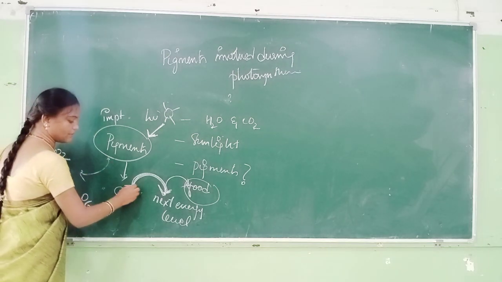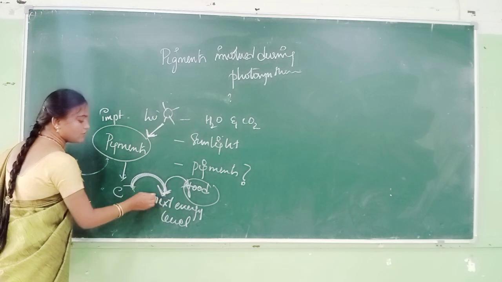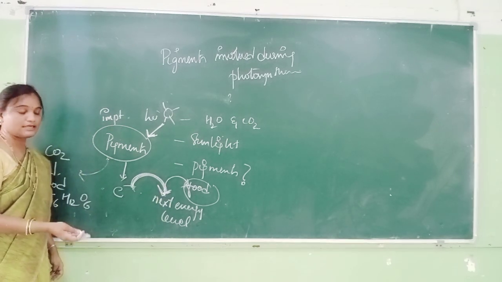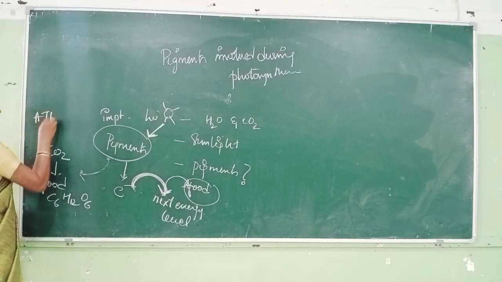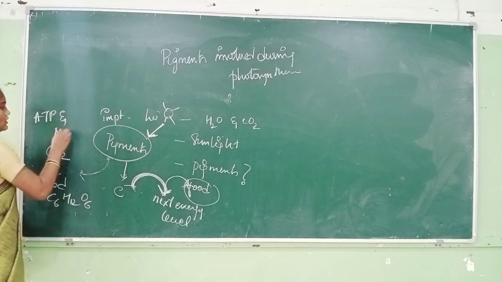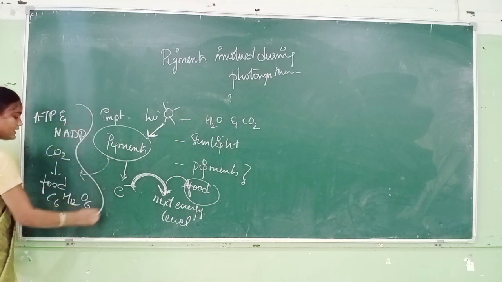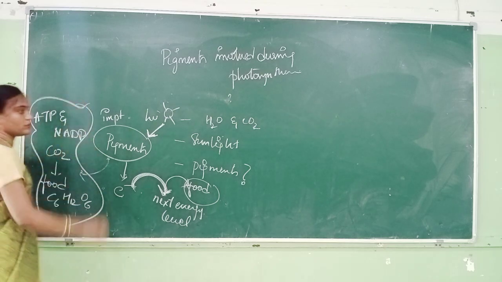The electron is jumping from one level to another level. So during this what happened? Energy is released in the form of ATP and NADPH. Right. So these are the basic steps of photosynthesis.